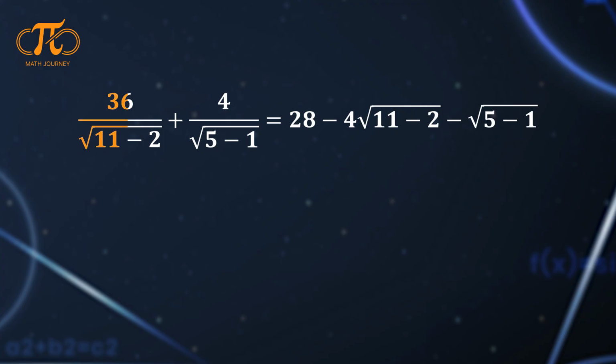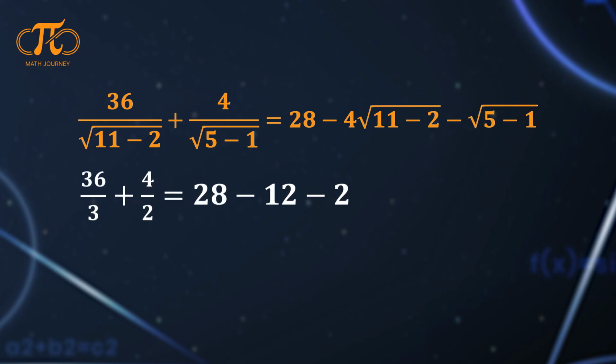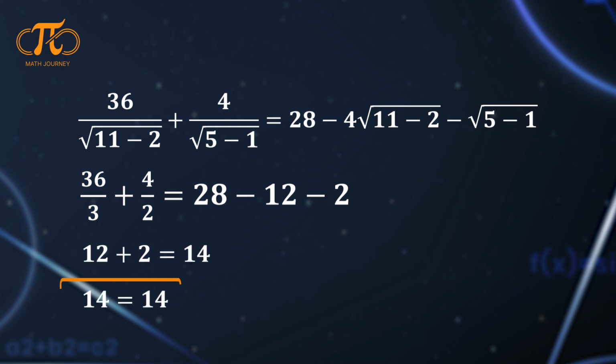36 divided by the square root of 11 minus 2, plus 4 divided by the square root of 5 minus 1, equals 28 minus 4 times the square root of 11 minus 2, minus the square root of 5 minus 1. 12 plus 2 equals 14, and 14 equals 14. And there you have it. Our values for x and y work perfectly, confirming that x equals 11 and y equals 5 are the correct solutions.